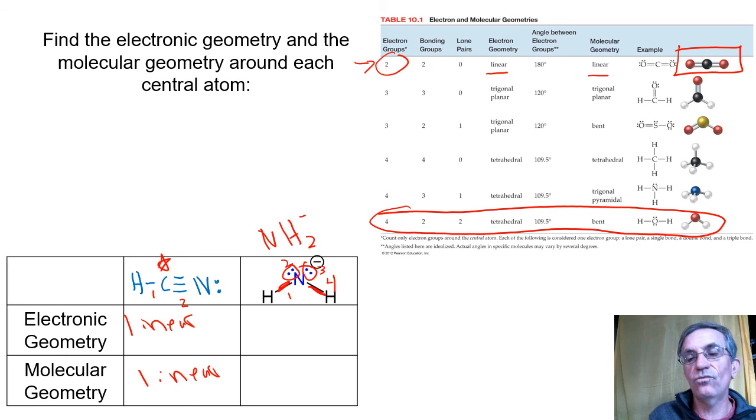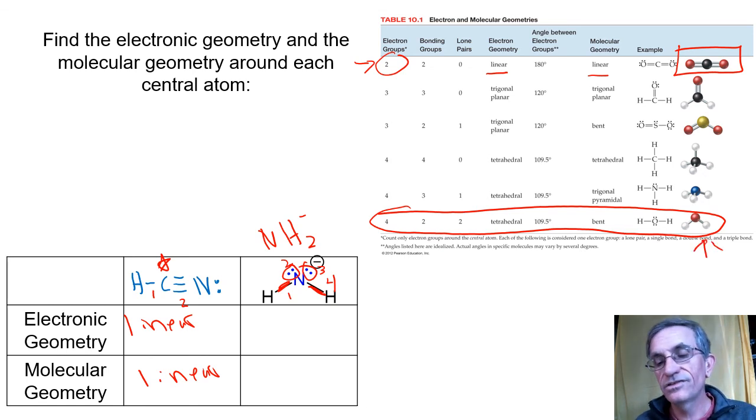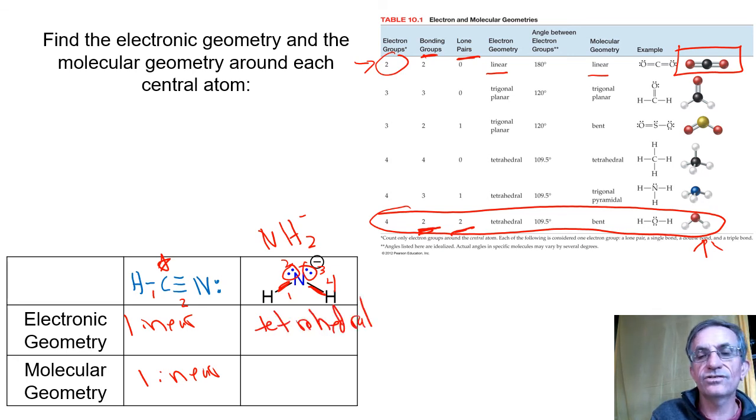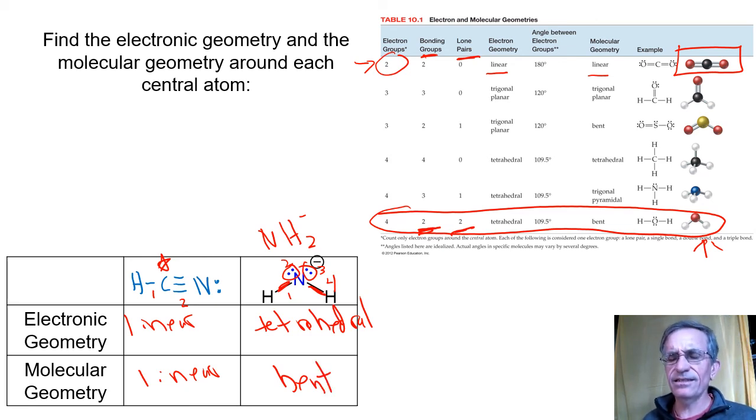It's going to look like this water molecule, actually. So 2 bonds, 2 lone pairs. 2 bonds, that's this column. 2 lone pairs, that's this column. So it's tetrahedral, and then the molecular geometry is bent. It should look like that.